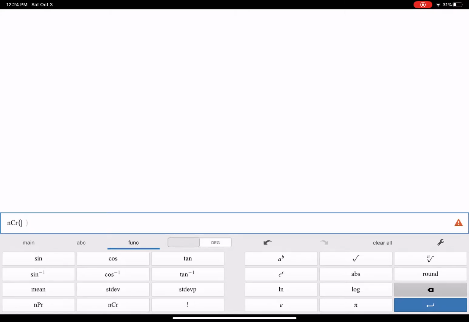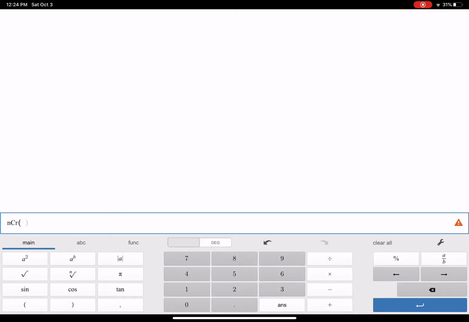And I think the way that this is formatted tells me here that I put in the numbers inside parentheses here. It needs 2 arguments. First one is your n value. So let me come back over here to main, and I'm going to put in 5 and then comma. I already did the 2. Let's do the 3, comma 3, and hit enter, and it's a 10. Okay.